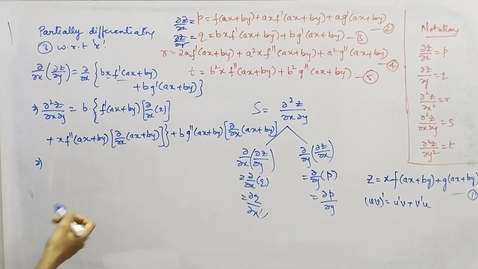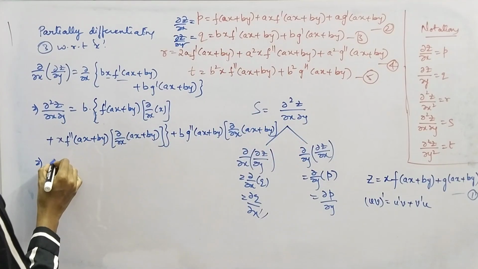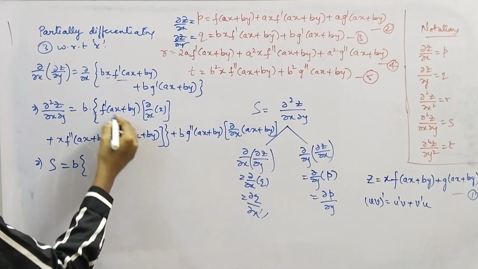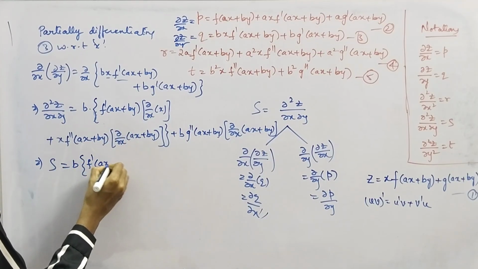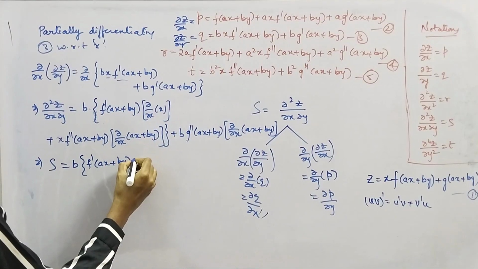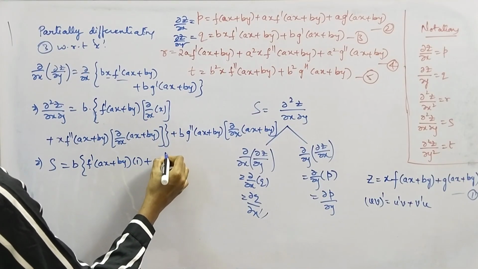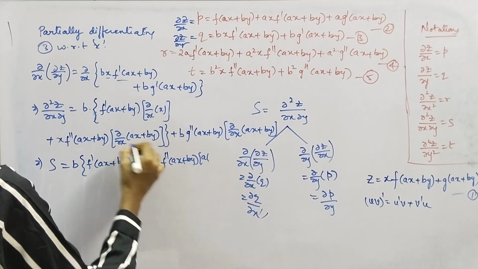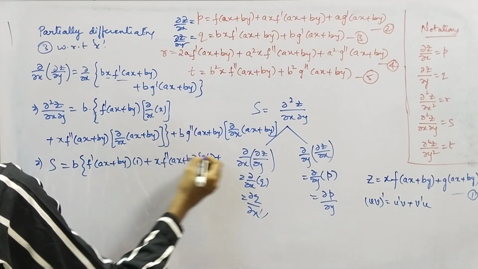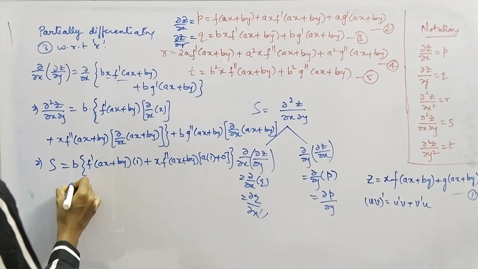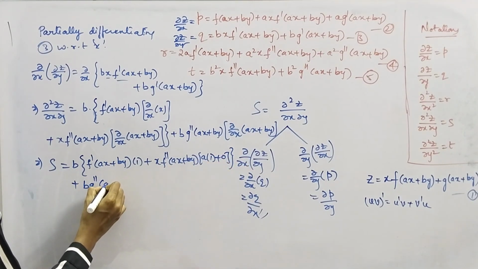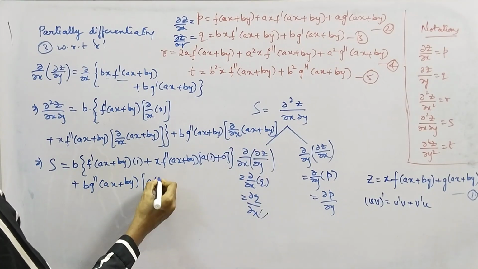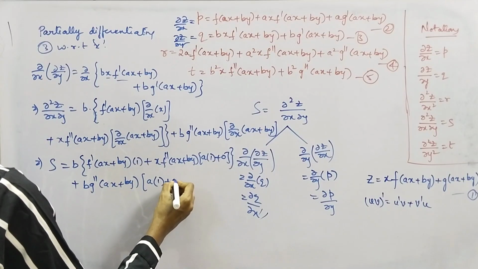This gives us, since we know that ∂²z/∂x² can be replaced by the notation s, we'll get s equal to b times f' of (ax+by) into the partial derivative of x with respect to x, which is 1, plus x into f'' of (ax+by) into a times the partial derivative of x with respect to x, which is 1, plus the partial derivative of by with respect to x, which is 0, plus b into g'' of (ax+by) into a times the partial derivative of x with respect to x, which is 1, plus the partial derivative of by with respect to x, which is 0.